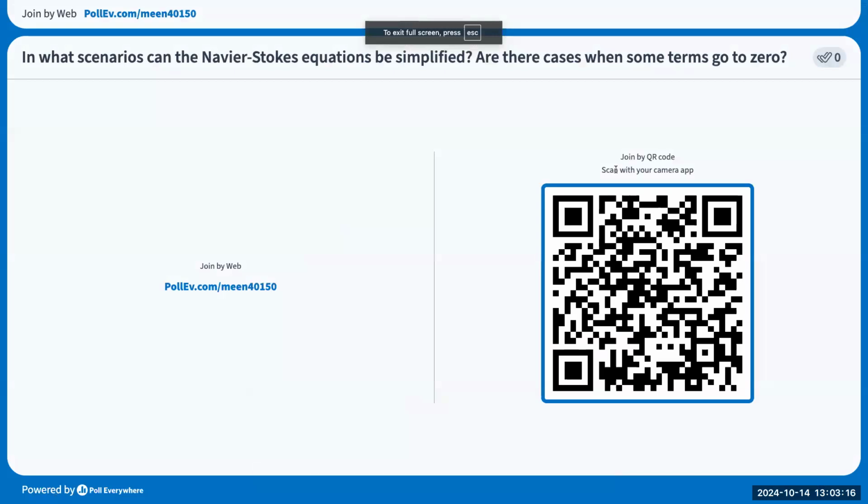Okay, we were talking about dynamic Stokes equations the last time, so we got this far. Maybe I'll just start with a little bit of interaction. I haven't done a poll in a while, so you can go to polyv.com if you want to join, MEEN40150 is the course code, or you can scan this. I think it should be active. Let me see. Okay, so I think it should be active.